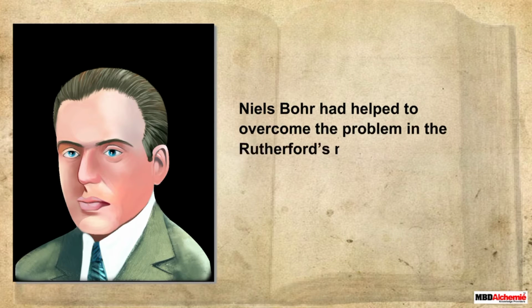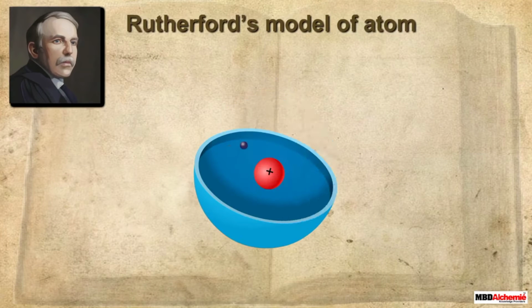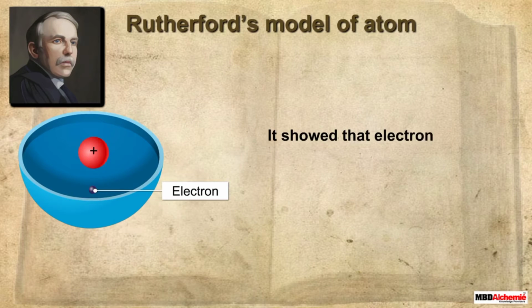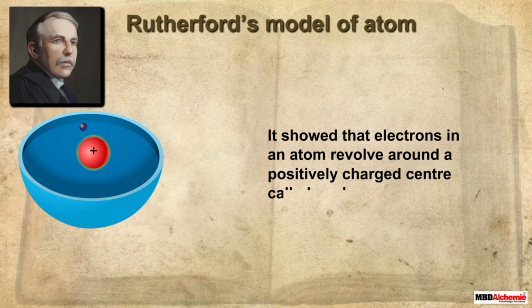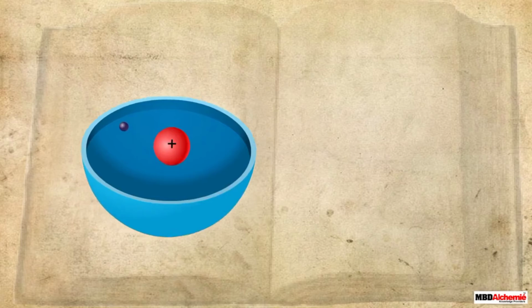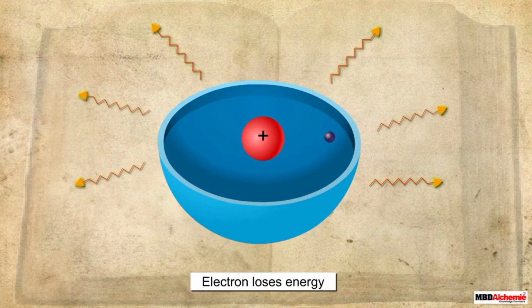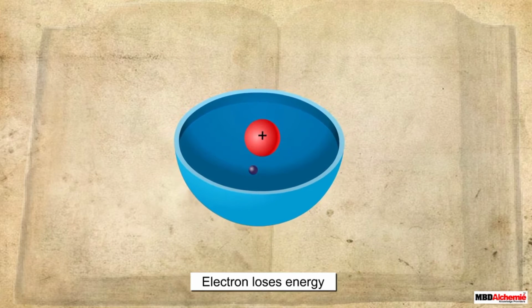Rutherford model of an atom has a major drawback, that is, it could not explain the stability of an atom. It showed that electrons in an atom revolve around the positively charged center called nucleus. However, later it was found that any particle in a circular motion would undergo acceleration and thus would lose energy. So, the electron would take a spiral path and finally fall into the nucleus and the atom would collapse. But this does not take place in reality.